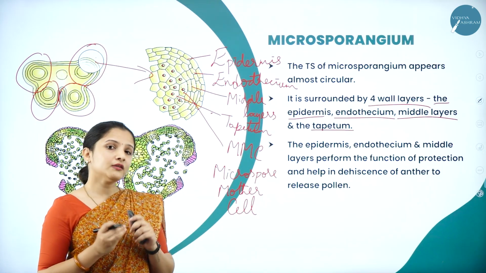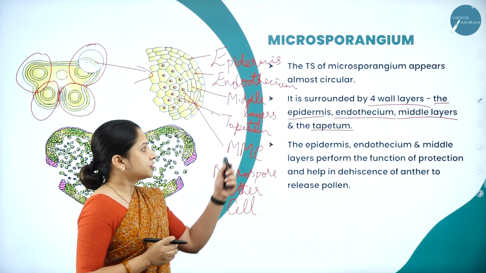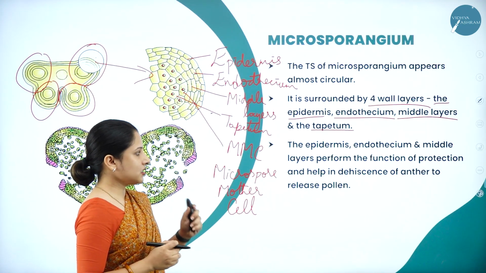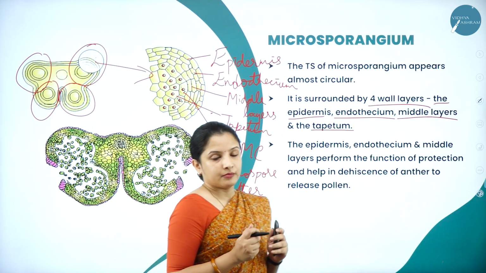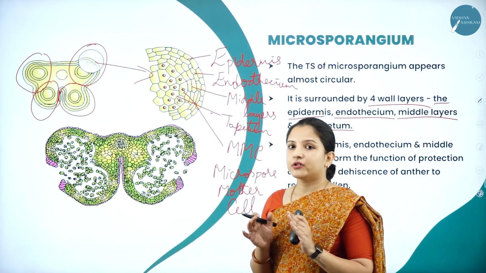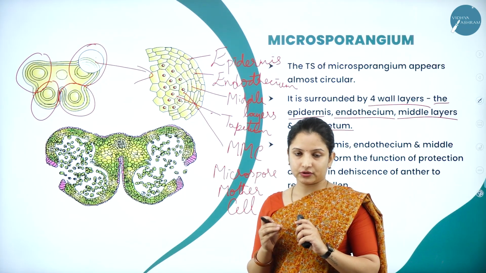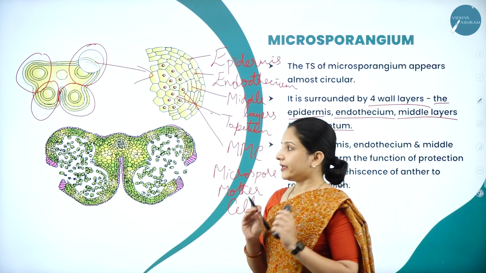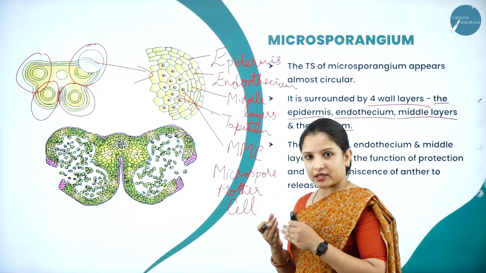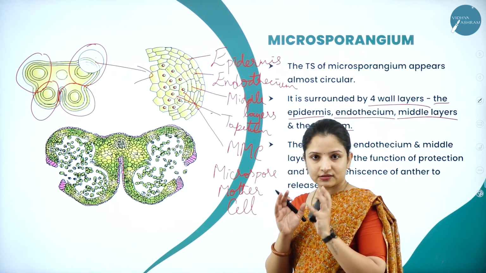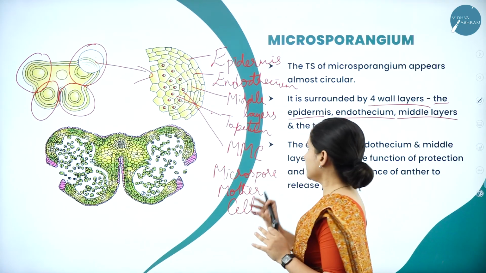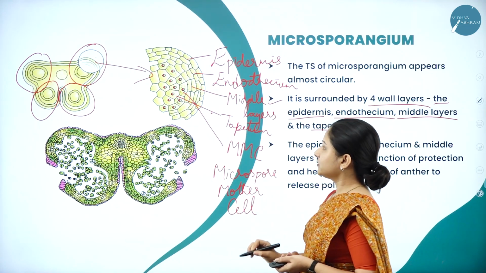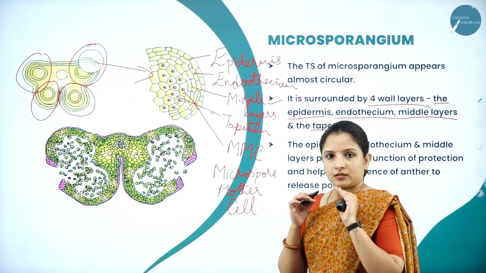So, what are the functions of these layers? The endothecium, the epidermis and the middle layer protect the anther, because inside the anther is where the pollen grains are produced. They are the most important reproductive structure, right? If reproduction has to occur, the pollen grains have to be safeguarded. So, the main function of the epidermis, the endothecium and the middle layers is to protect the anther.